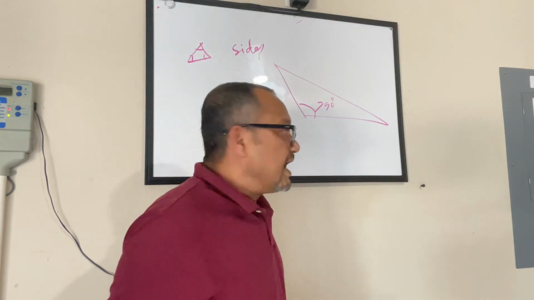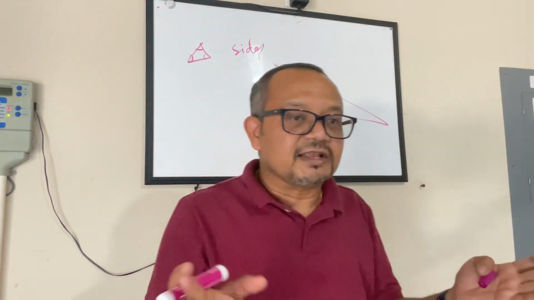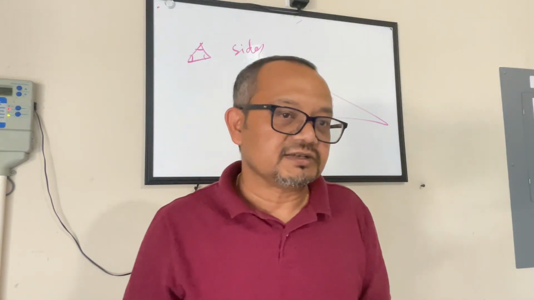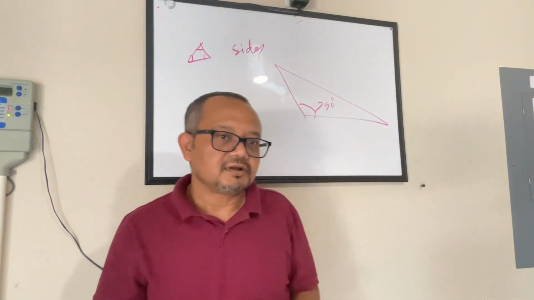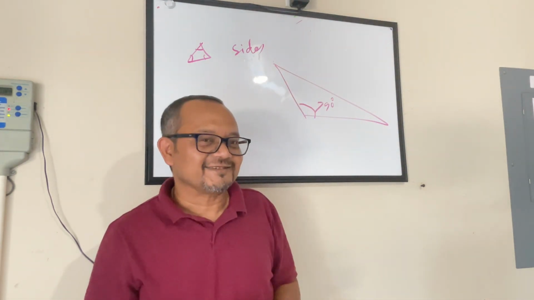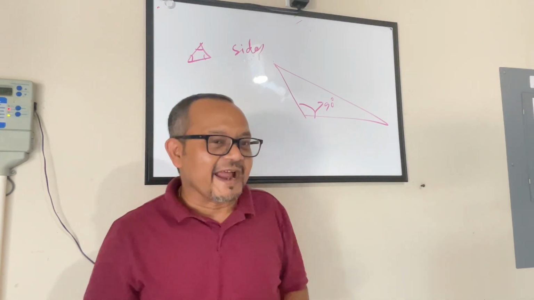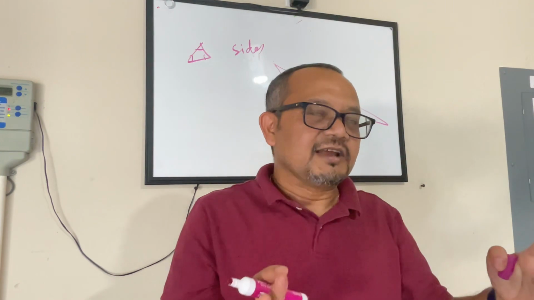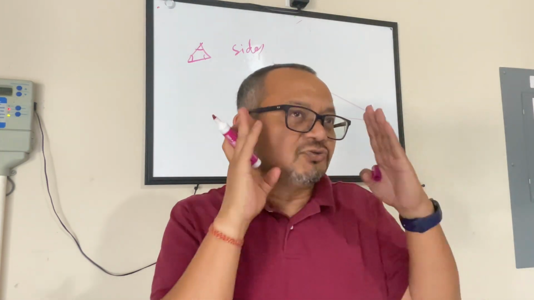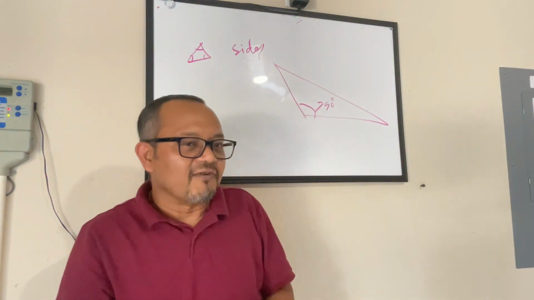Okay? If I have two angles which are more than 90 degrees, what will that be called? Isosceles. Don't rush. So that is where reading is important, right? I said if I have a triangle with two angles more than 90 degrees, what will that be called?